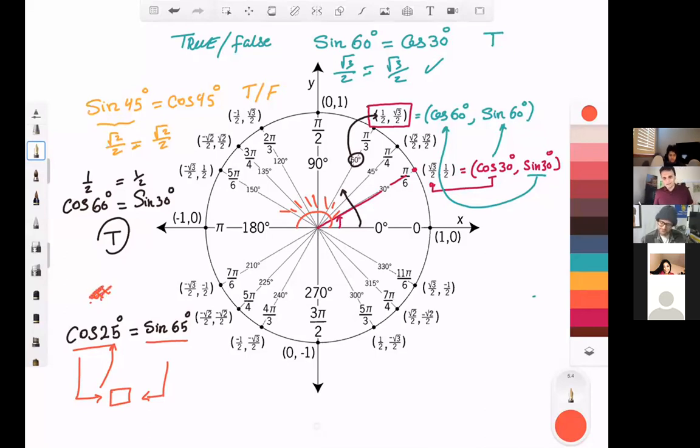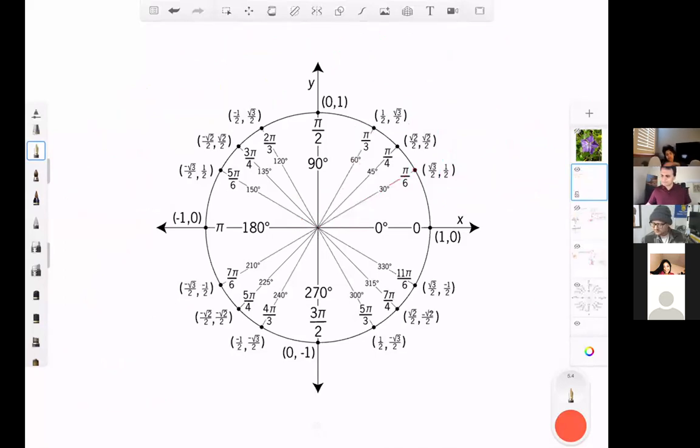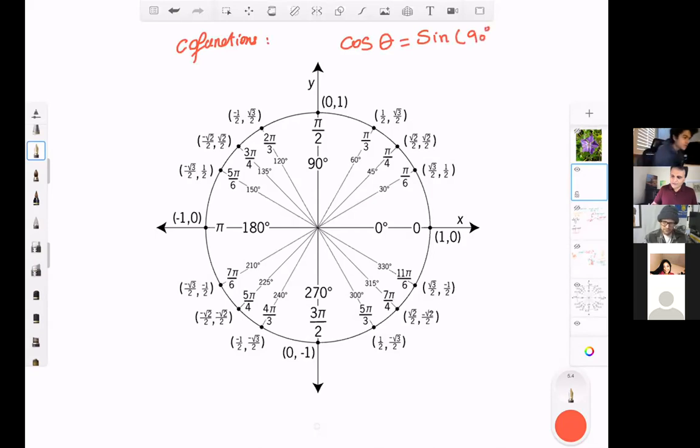So they are equal. So now we can come up with some property about the six trigonometric functions. They call them co-functions. What does it mean? That means cosine of theta equals sine of 90 degrees minus theta. So that's what we had.